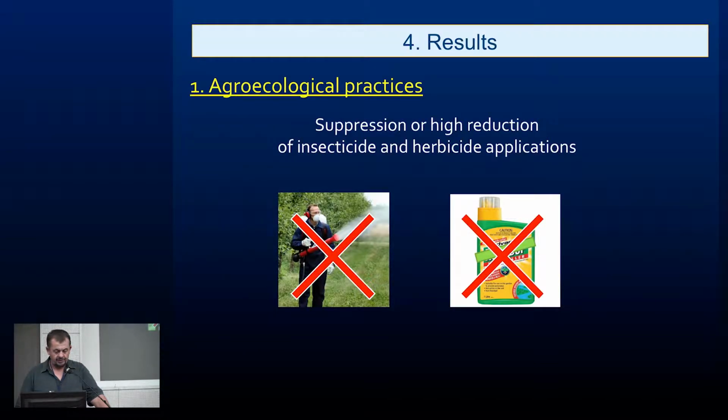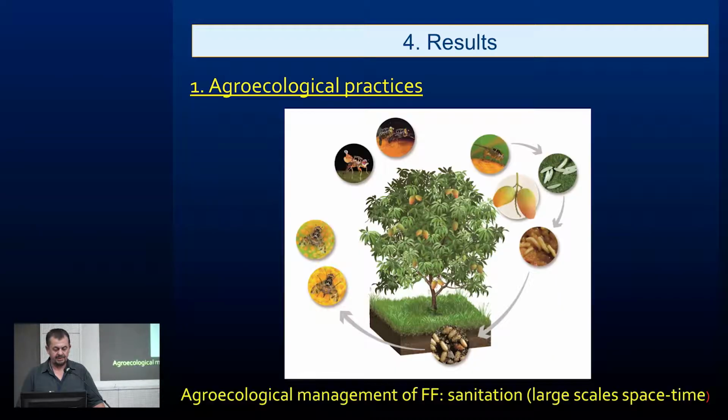So now for the results, the same adoption and application of the principles. First, not increasing pesticide, but just suppression or high reduction of pesticide, and not only insecticide but also herbicides. Second thing, the management, for example, of fruit flies based on chemicals before is now based on sanitation, as you saw in the first experience in Chayotte.